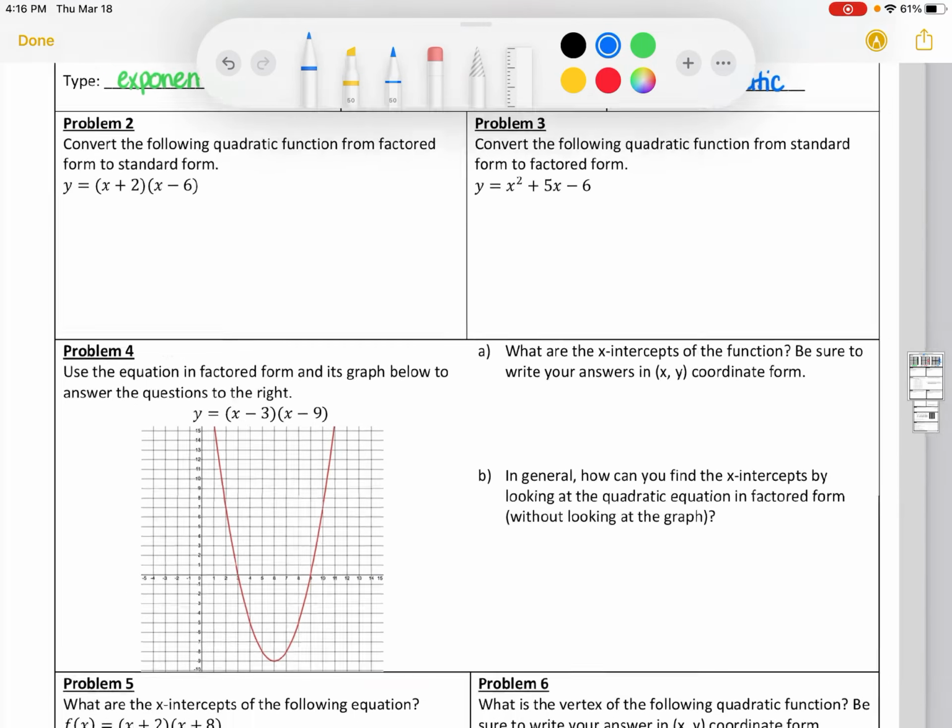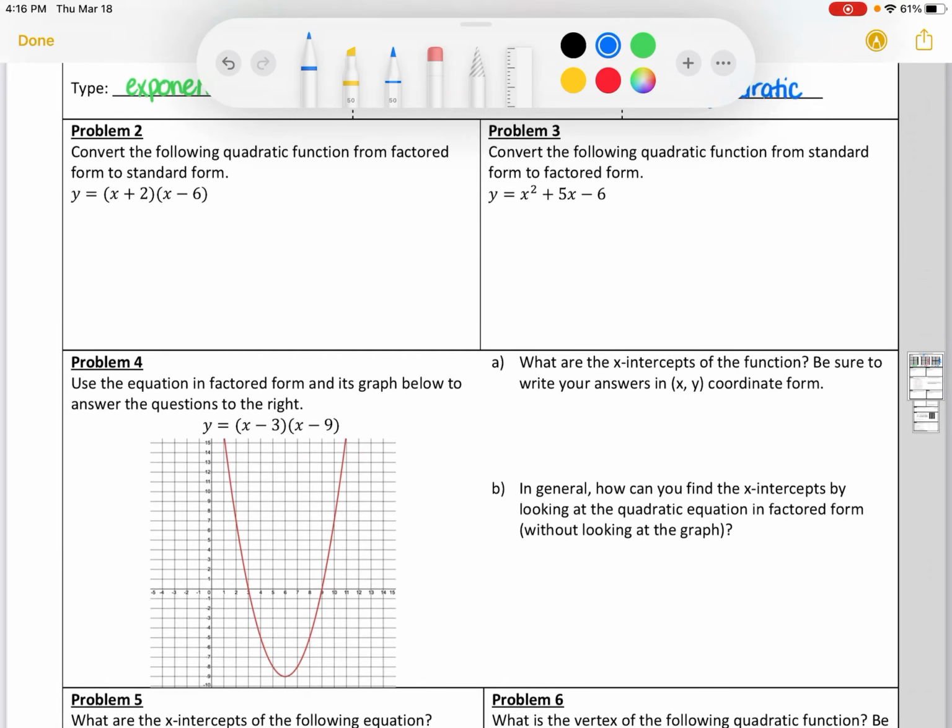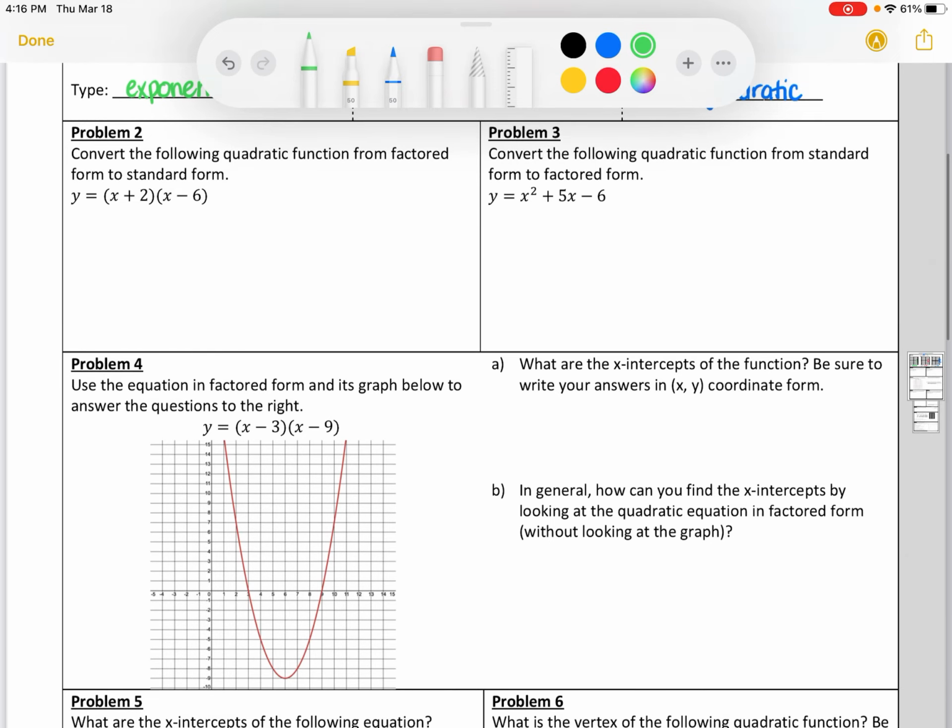So let's go on to problem 2. Problem 2 says convert the following quadratic function from factored form to standard form. Remember, we can tell it's in factored form because it's got the parentheses, it's got an x in each parentheses, and then standard form is when we multiply everything together and we get our x squared term, our x term, and our number by itself.